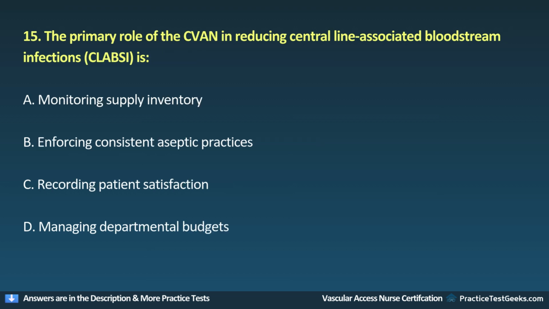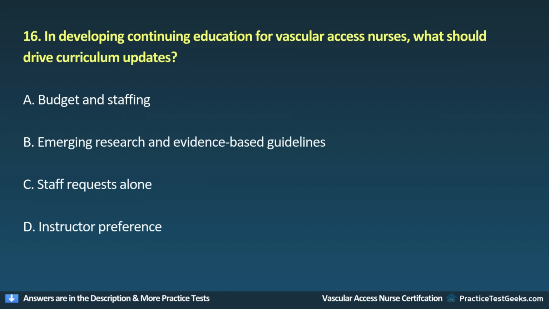15. The primary role of the CVAN in reducing central line-associated bloodstream infections, CLABSI, is A. Monitoring supply inventory. B. Enforcing consistent aseptic practices. C. Recording patient satisfaction. D. Managing departmental budgets.